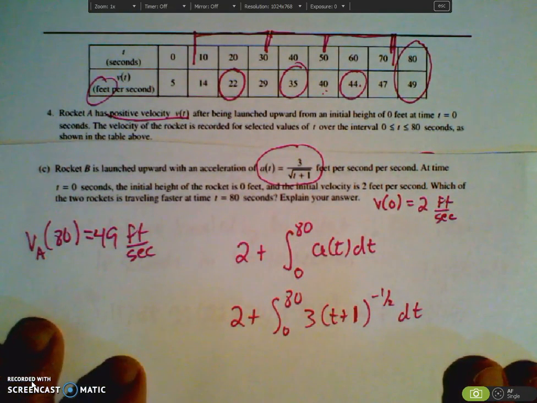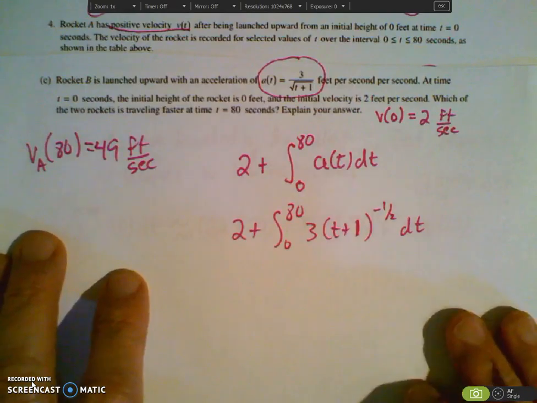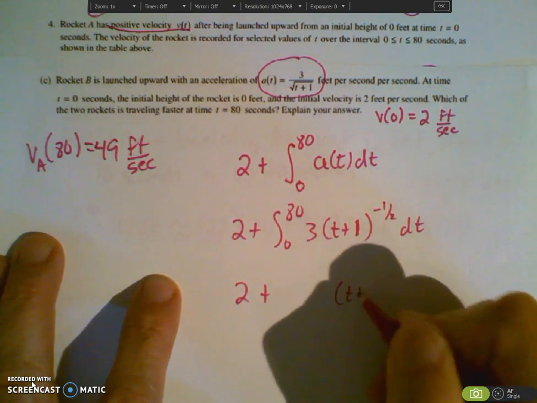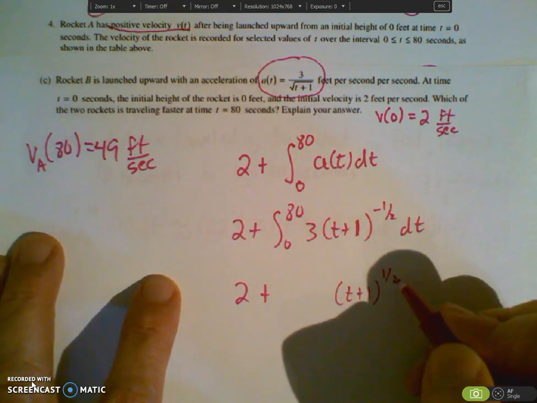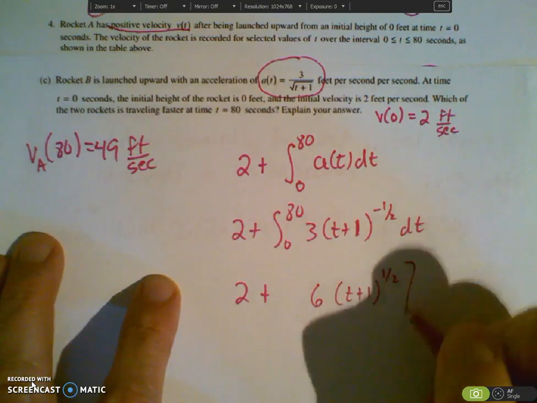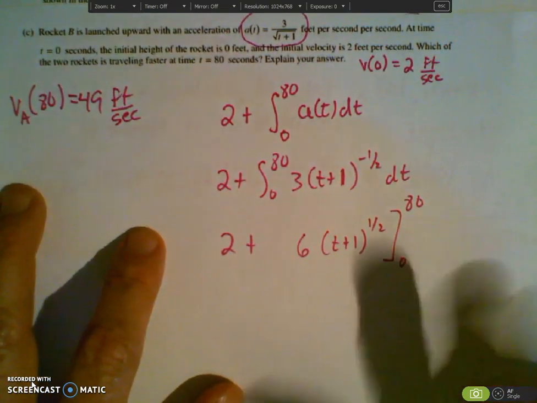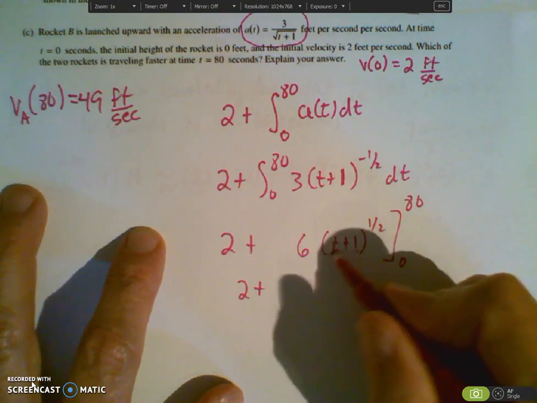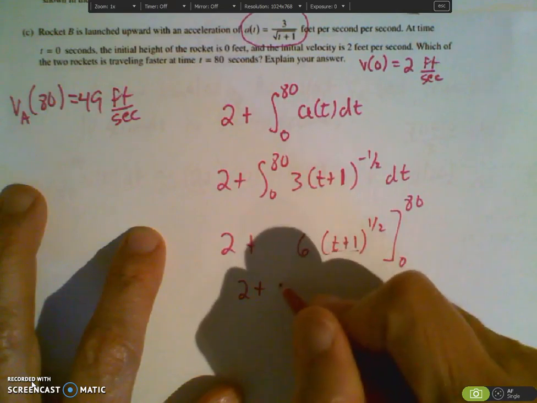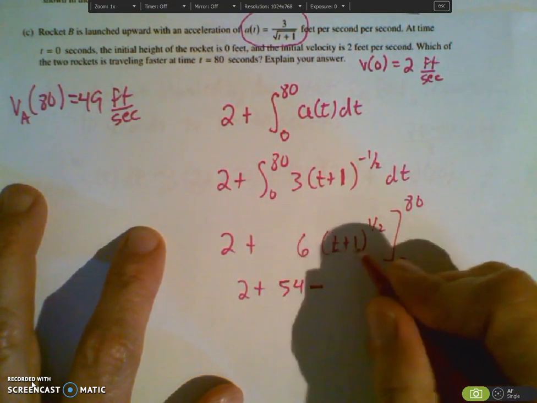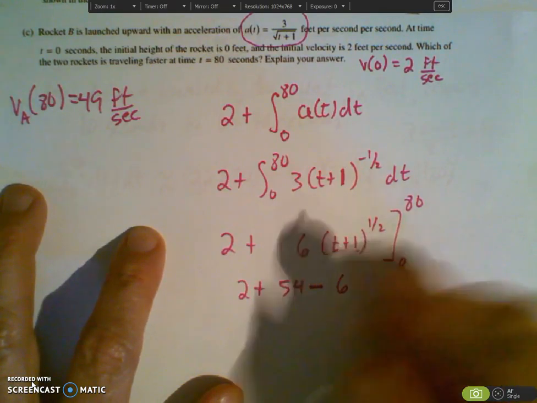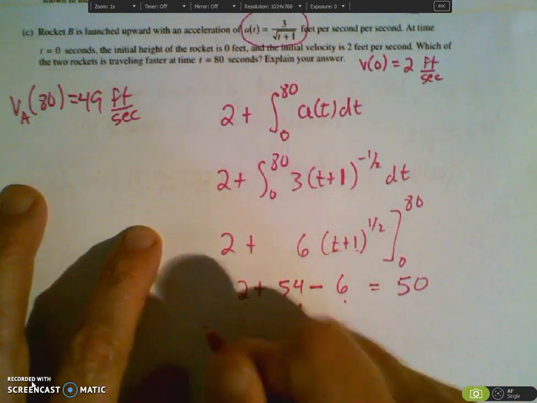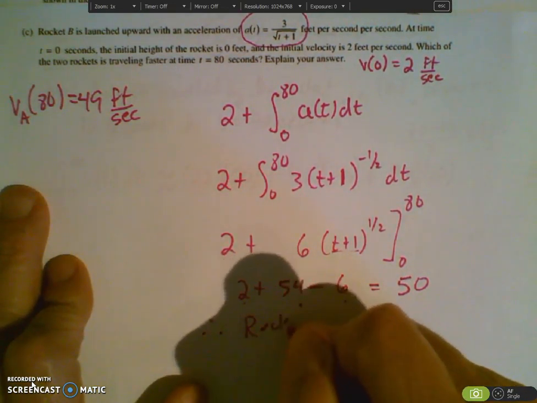Notice that this time, in evaluating the definite integral, I'll have to use an antiderivative. I sure hope my calculus skills are good. I've got 2 plus, here if I do the antiderivative, I'll have a half power. And then dividing the coefficient of 3 by my new exponent of a half, I'm going to get 6. I'll have to evaluate this from 0 to 80. Luckily, these numbers turn out pretty nicely. I have 2 plus, here when I plug in an 80, well, that's 81, and I know that the square root of 81 is 9, times 6 is 54, minus, when I plug in the 0, I get the square root of 1, which happens to be 1. So I have 56 minus 6 gives me a final answer of 50. Therefore, rocket B is traveling faster.